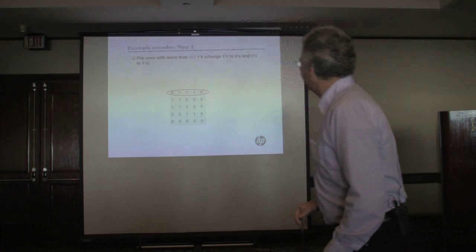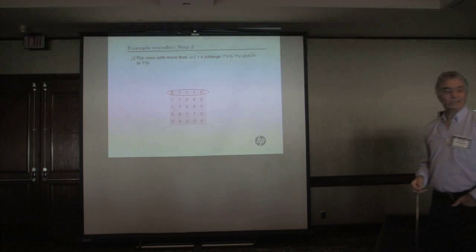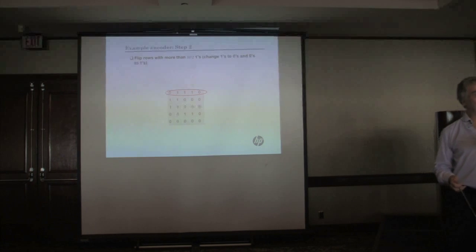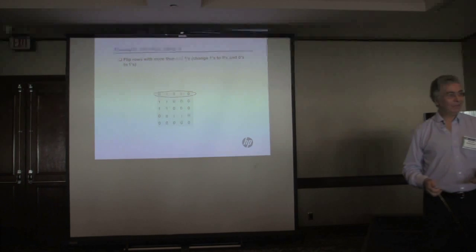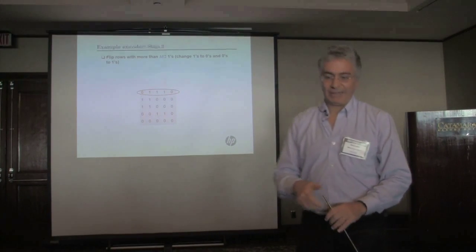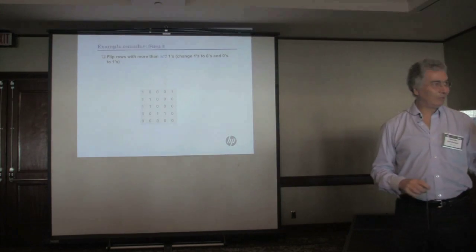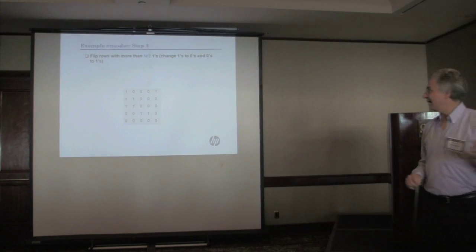Next step, they go row by row and see which row doesn't satisfy the constraint. If it doesn't satisfy the constraint, they flip it so that it will satisfy it now. So for example, here we have 3 ones in the first row. We flip them, and now we have 2 ones. So it does satisfy the constraint.